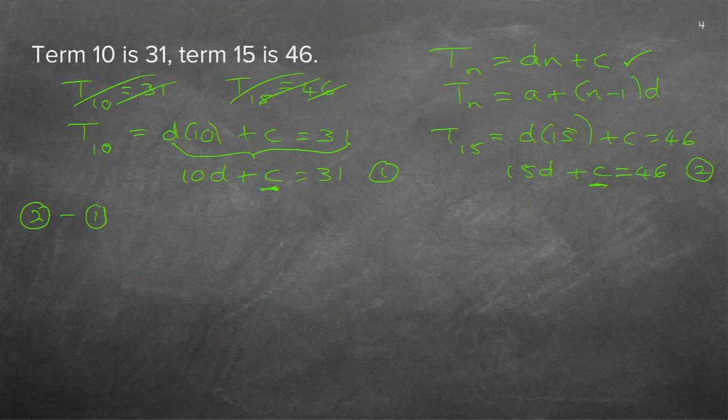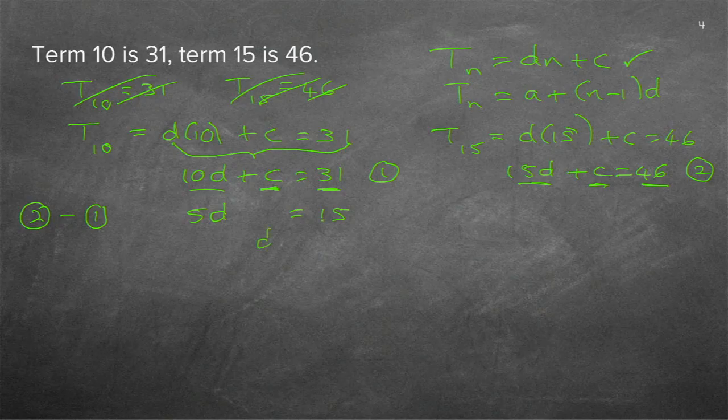So what I'm going to do, I'm going to say 15d minus 10d is 5d. And I'm going to say c minus c is just 0. And 46 minus 31 is 15. So there I got rid of my one variable c. Now I can solve it.